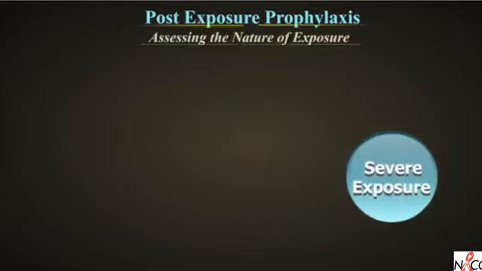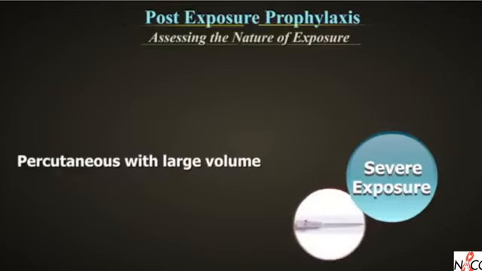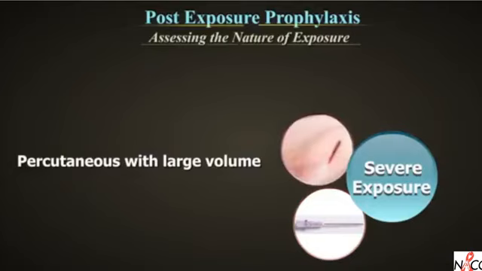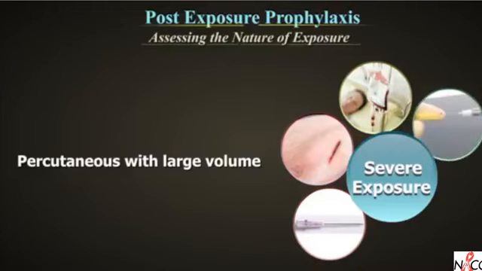Severe exposure. Definition and example: percutaneous with large volume, for example, an accident with wide bore needle, visibly contaminated with blood, a deep wound, hemorrhagic wound and or very painful, transmission of a significant volume of blood, an accidental injury with material which has been previously used intravenously or intraarterially.